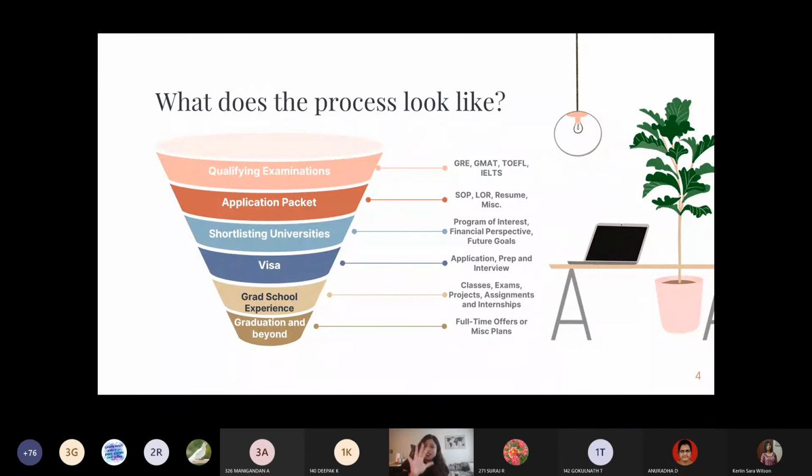So what does the process look like? You can see a list of things here, right? You have the qualifying examinations, a bunch of documents, universities, visa, and then the graduate school experience and beyond, which we can look at in the next slide.